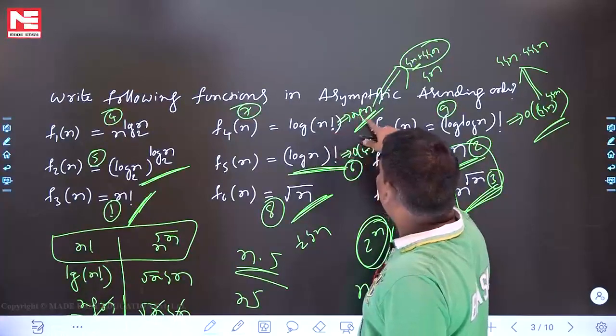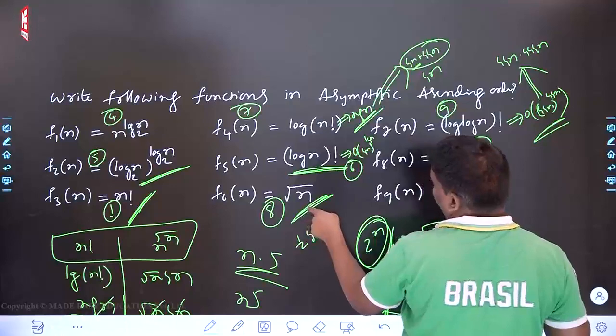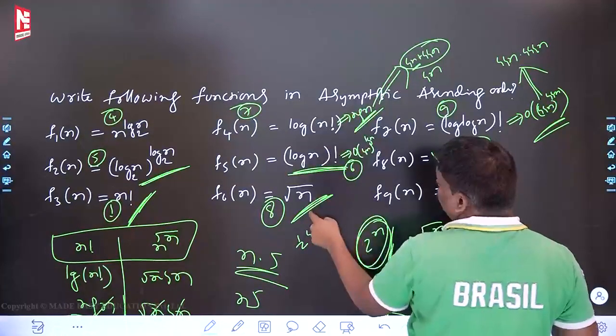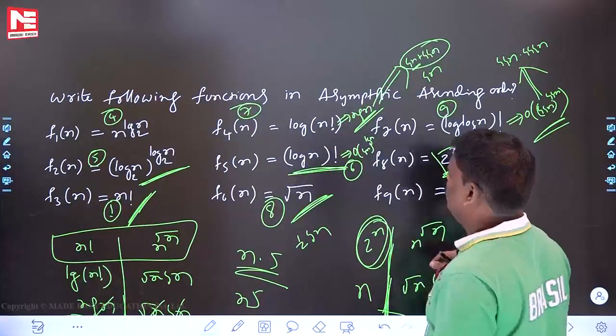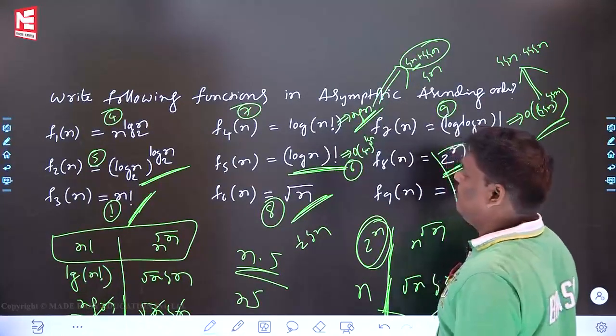Comparing these two, what is the answer? If you apply the log to this one, it is n log n. This is going to be root n. Please be careful. Here n is there, here root n is there. That is the reason it is bigger.